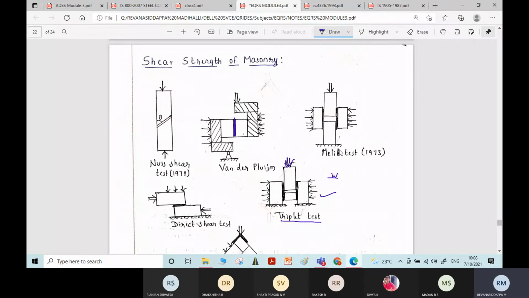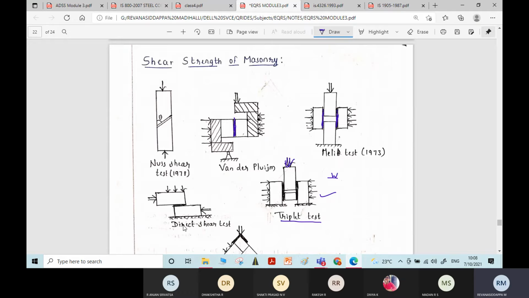And one more test, the Couplet test. It is almost similar to the triplet test. There are two bricks placed one above the other, and one more layer of bricks on either side, and they are joined by mortar. It means the joint is provided using mortar, and the loading is applied until the shear failure takes place and the shear strength will be estimated.